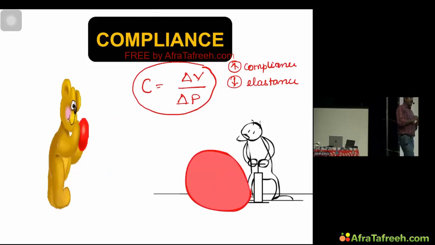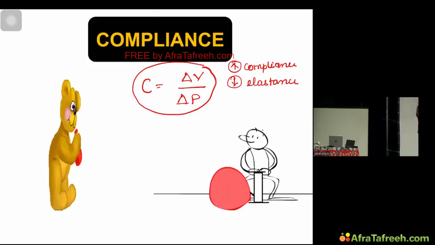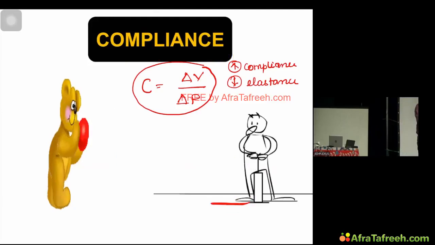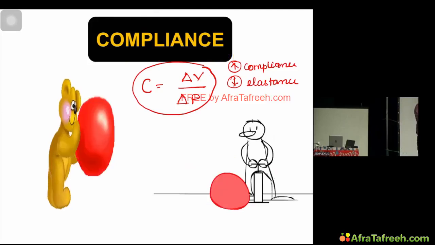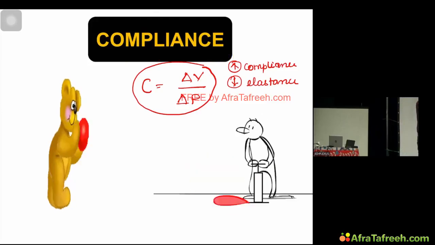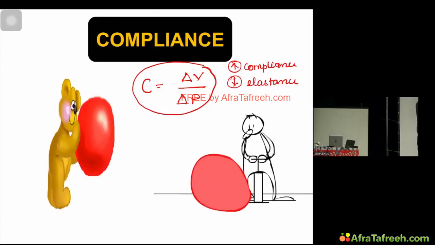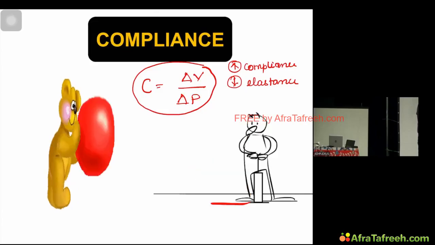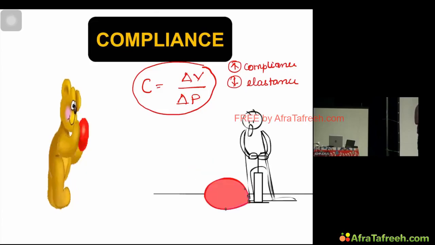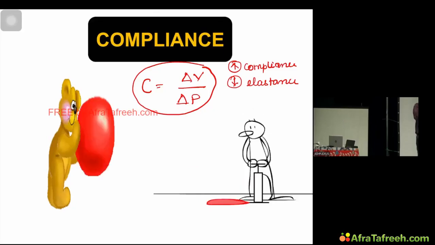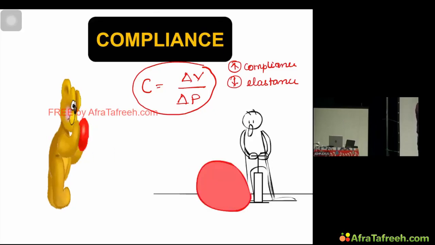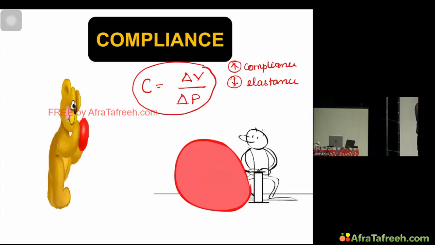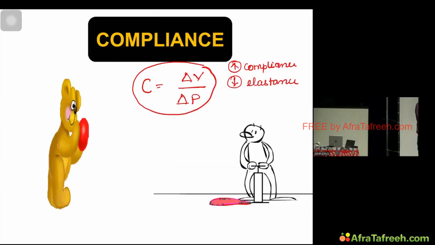Static: see, this balloon, I have blown it up. When I blow the balloon too much and hold it at the top, what will be the volume? Increased. So when static, the volume is increased. So static compliance is increased. In the same patient, the balloon is restricted. I am holding it with my hand like this. In this position, what will its volume be? Less. So what will happen to the static compliance?